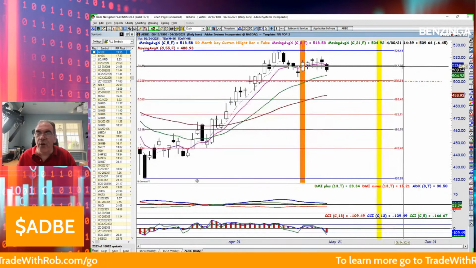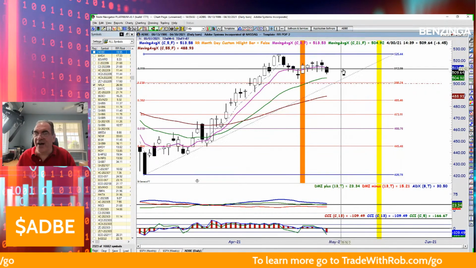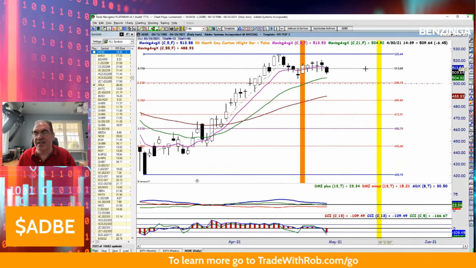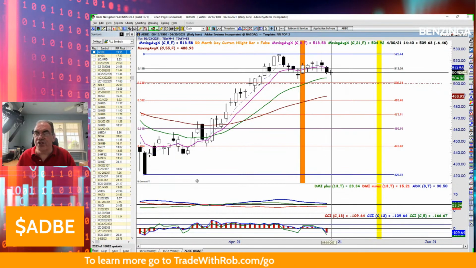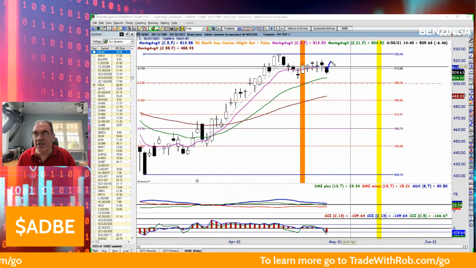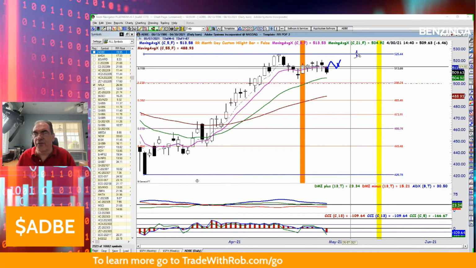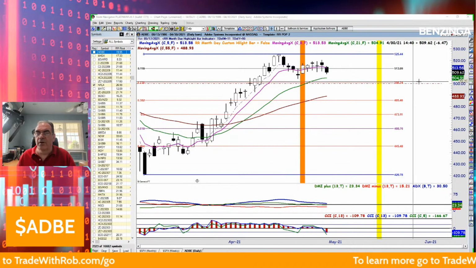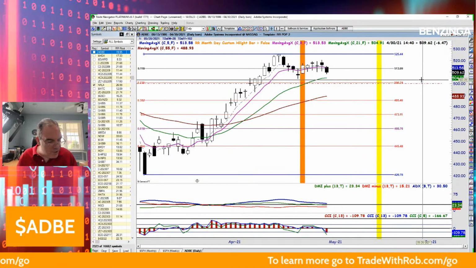There is a confluence at that 513 level. 513.09 is the exact number. My 8 moving average is there. Give me the press up, the retest, and the bounce. Take the trade there, and your first target is right there, just under that 525.5 level. All right, so that's Adobe.